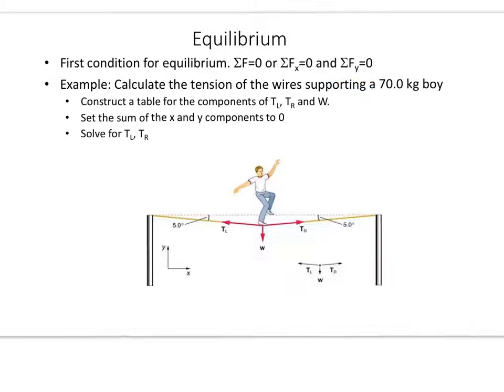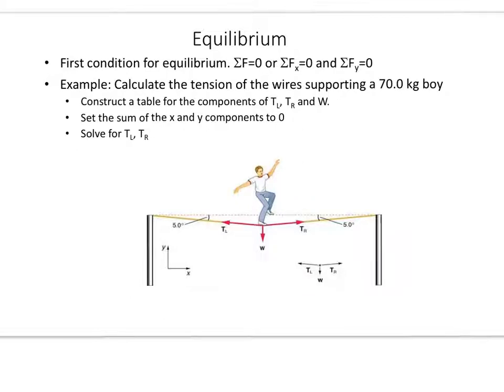So let's go through a problem here. We want to calculate the tension on the wires supporting the 70-kilogram boy. Here's the boy. Here's the wires, TL and TR. We want to determine the tension on those. Notice that the angle here and here is 5 degrees, and his weight is acting down.